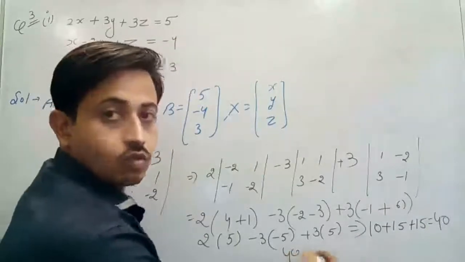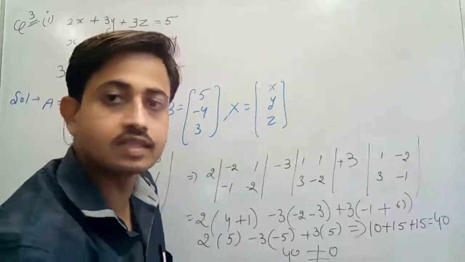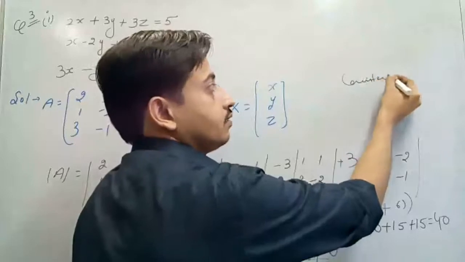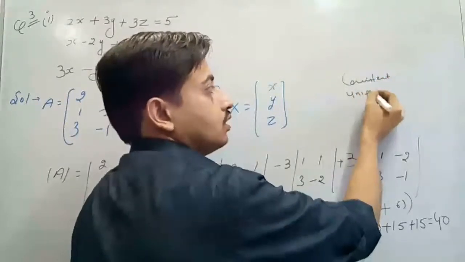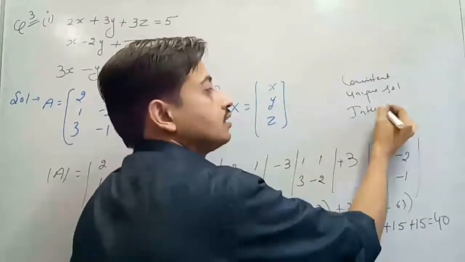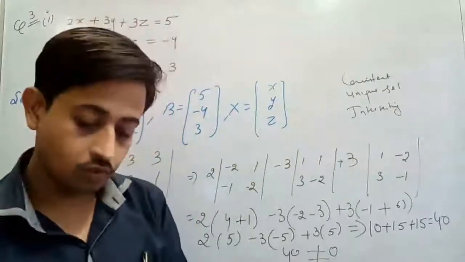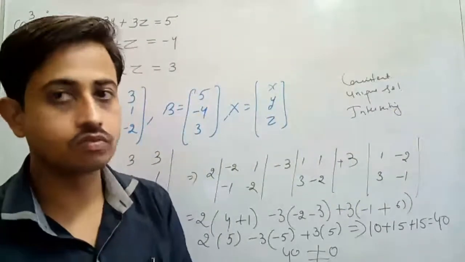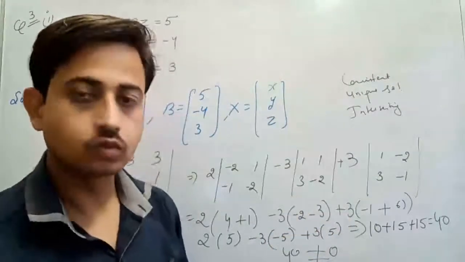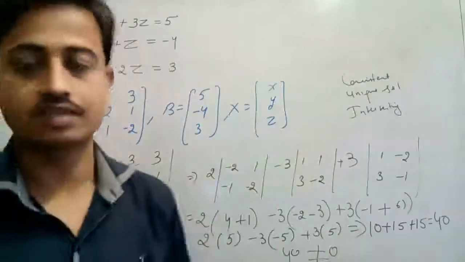And 40 is what? Not equal to 0. Not equal to 0 means the system is what? Consistent. Unique solutions. Lines are what? Lines are intersecting. Now what do we have to do? We have to find out the unique solution. For that purpose, we have to find out the adjoint of A. So I am going to find out adjoint of A. Please make a note first.